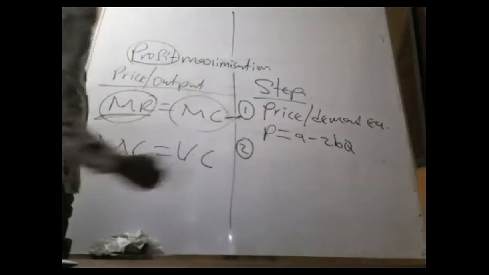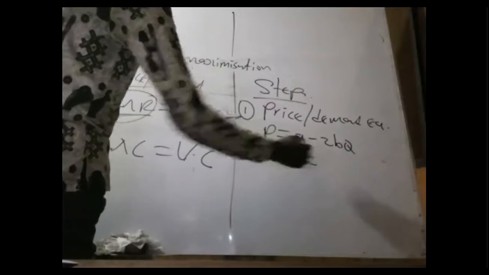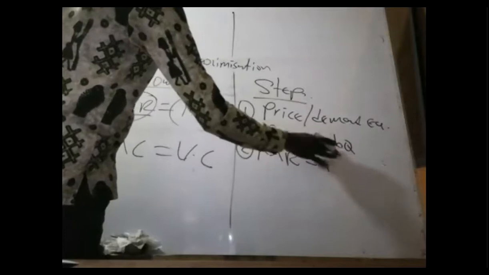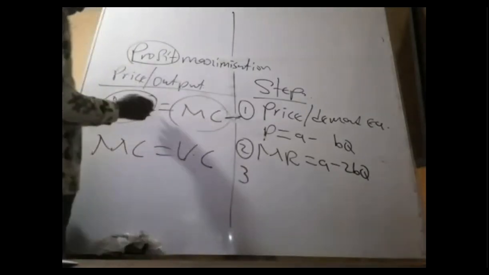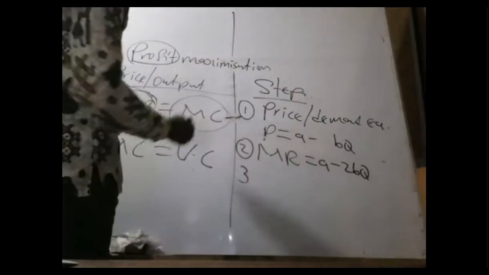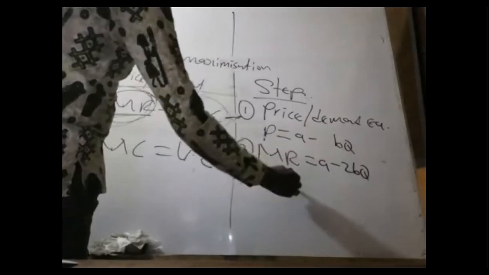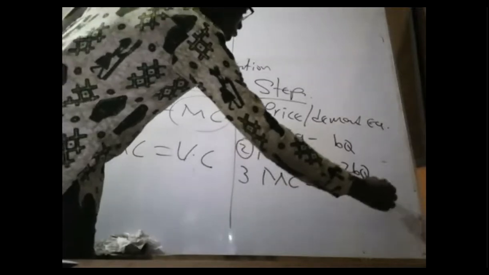Then step 2, find the marginal revenue, which is equal to just changing this price to marginal revenue: A minus 2BQ. That is all. Then step 3. We are done with the marginal revenue, left with the marginal cost. Look for the marginal cost, which is equal to the variable cost.